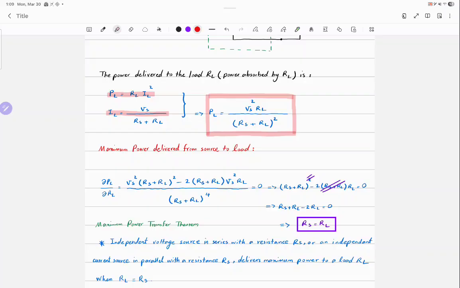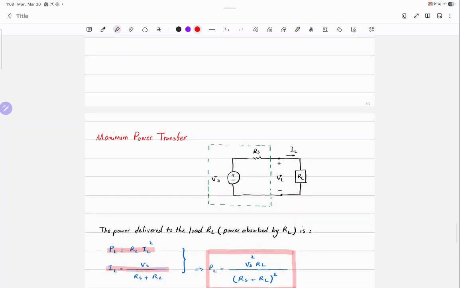Not shocking, right? RS should be equal to RL. It means that if you want your load to receive the maximum power from a practical voltage source, your load should be equal to the internal resistance of that source. Under that condition, it receives maximum power. Okay?